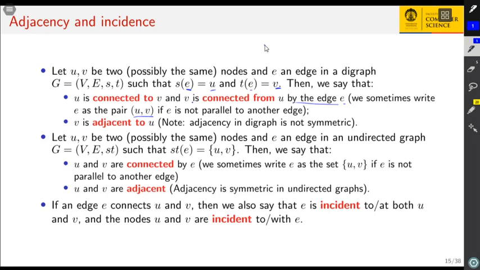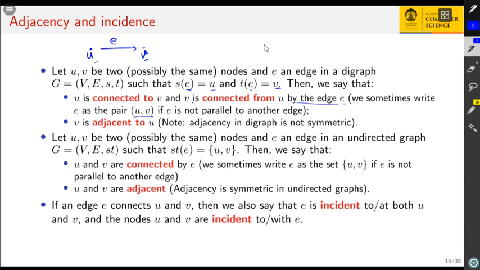So adjacency is not symmetric in directed graphs. If I draw this here, this is the directed edge, this is U, this is V, this is E. Then we say that U is connected to V by E, V is connected from U by E, and also V is adjacent to U. So V is adjacent to U, but not vice versa.